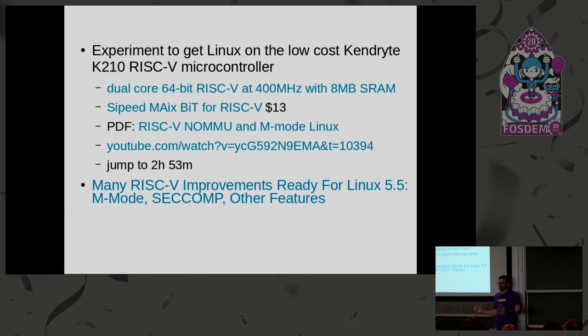MMU stands for memory management unit. Normally on your computer, in most things that are running Linux, you have a memory management unit. If you don't have that, you have to take a path that's atypical. You need to have no MMU support in your libraries and Linux and stuff like that. Linux now has the capability to run in M mode. With RISC-V, there's machine mode and supervisor mode. Machine mode is just running with a unified memory view, not with virtual memory and user space and kernel space.